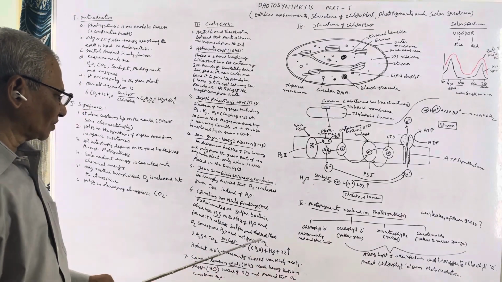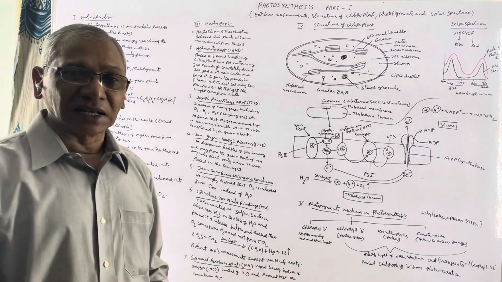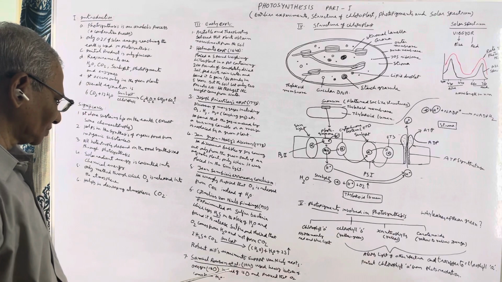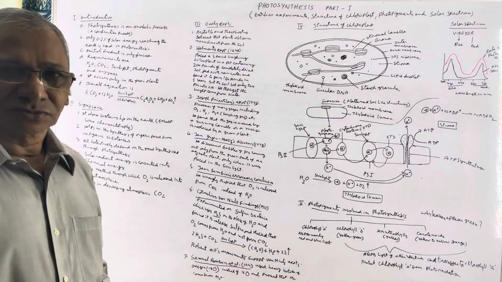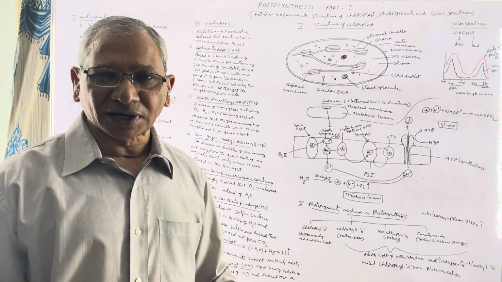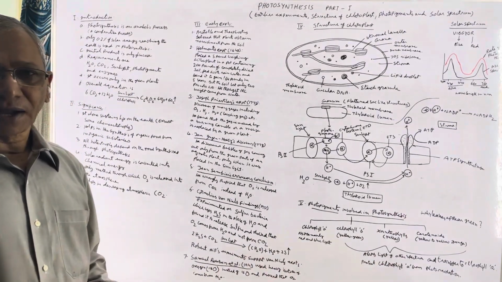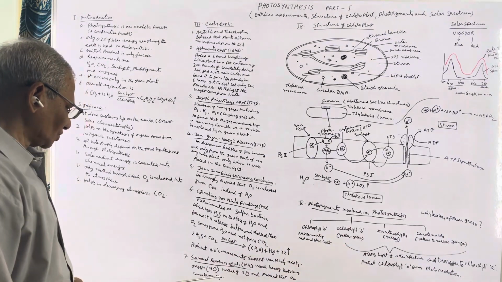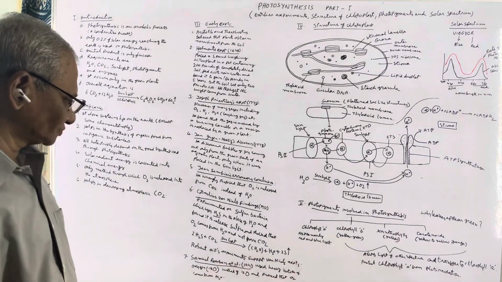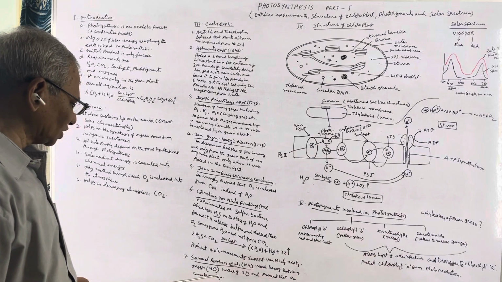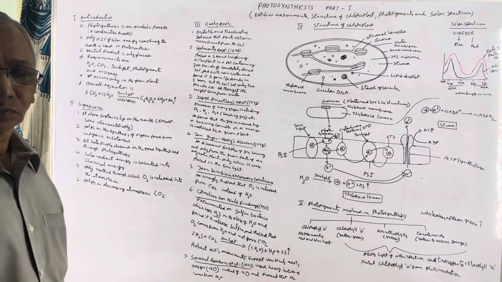The findings of van Niel were supported by the experiments of Robert Hill. Then, still there was some doubt whether oxygen is released from carbon dioxide or from water. The clinching evidence that oxygen comes only from water is obtained from the experiments of Samuel Ruben and others. Here what they did, they used heavy oxygen, that is 18O, instead of normal oxygen, 16O, in water.